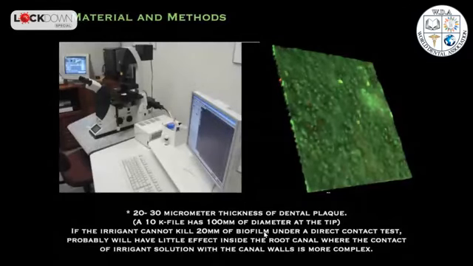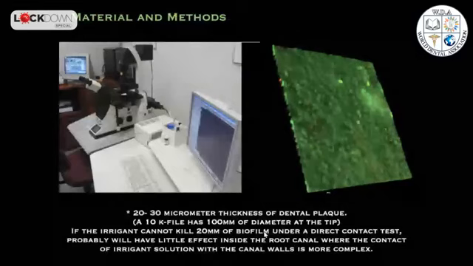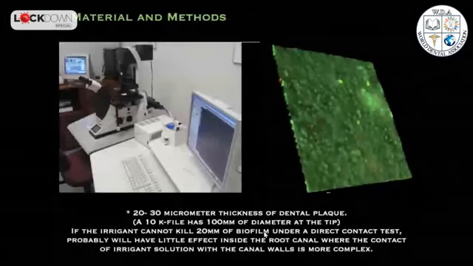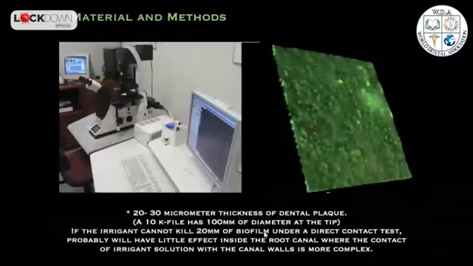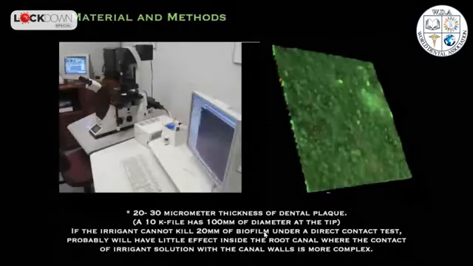So our rationale for this experiment was if the irrigant cannot kill 20 micrometers of biofilm or dental plaque under a direct contact test, probably the irrigant solution will have little effect inside the root canal, where the contact of the irrigant with the canal walls is more complex, because inside the root canal space we have bacteria, other types of fluids, exudates, sometimes pus or bleeding that can inactivate our irrigants. But this was a very simple experiment.